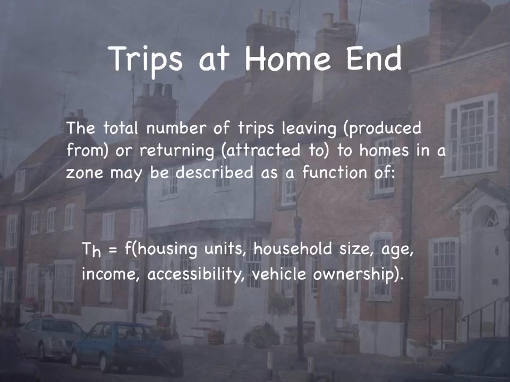When we're looking at trips at the home end, we might think that the total number of trips produced from or returning to homes in a particular zone may be described as a function of the number of housing units, the household size, the age, income, accessibility, and vehicle ownership. Clearly, accessibility and vehicle ownership require knowing something about the network, and so they may have to be solved recursively.